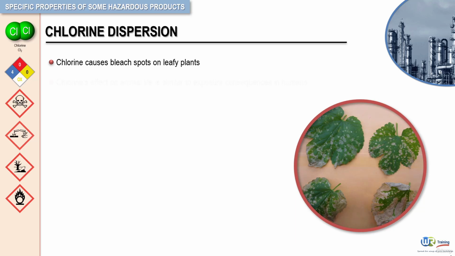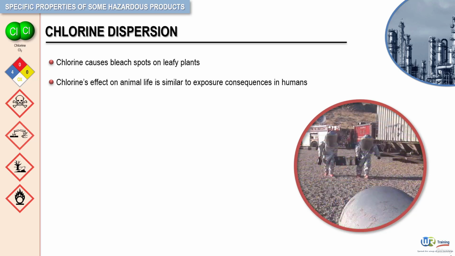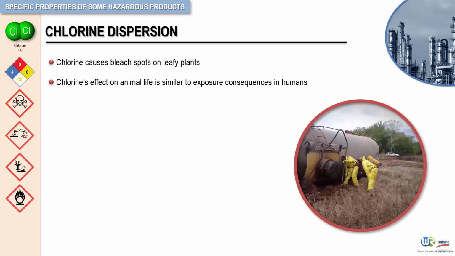The effect of chlorine on animal life is similar to exposure consequences in humans. The lowest concentration of chlorine in air, which has been reported to cause death in animals or humans, is listed as 500 parts per million for a duration of 5 minutes. Exposure to lower concentrations for longer durations could also be lethal. First responders should use all their senses when approaching an incident. Be alert to signs around you as indications of high chlorine concentrations.